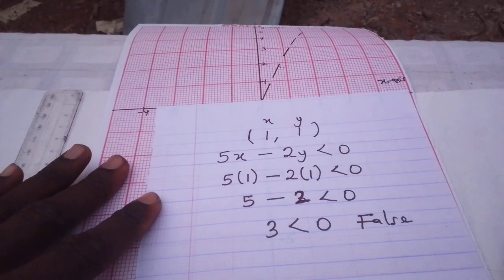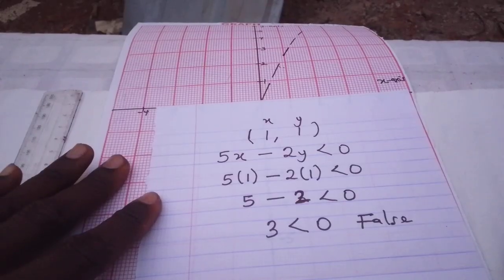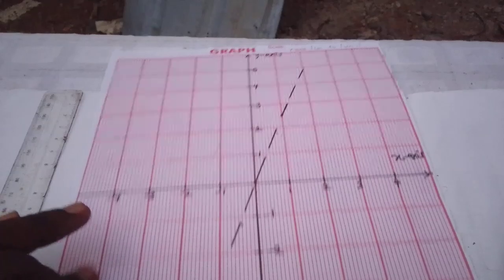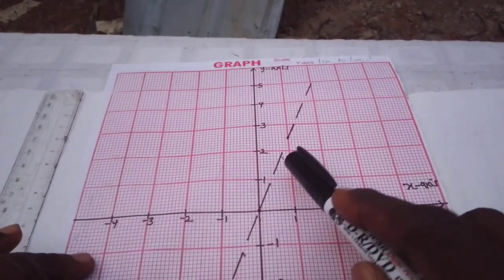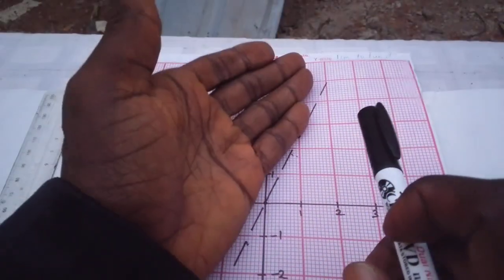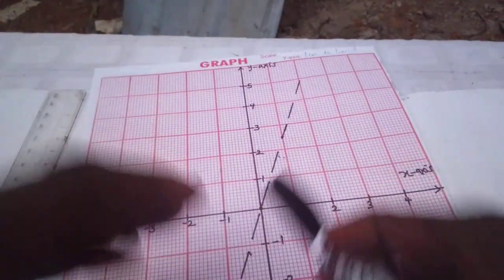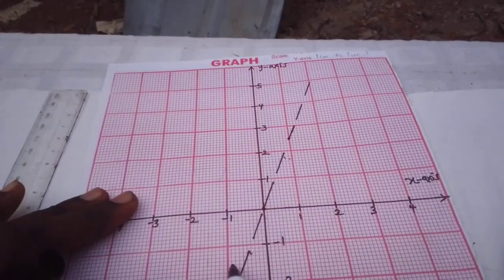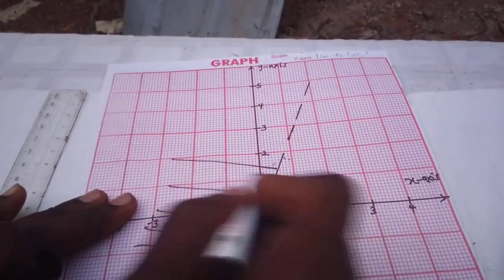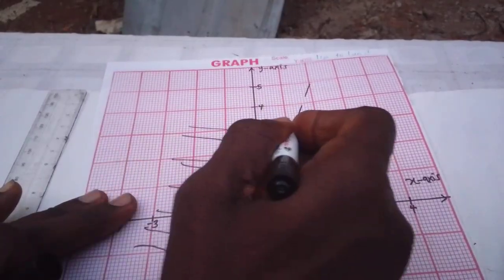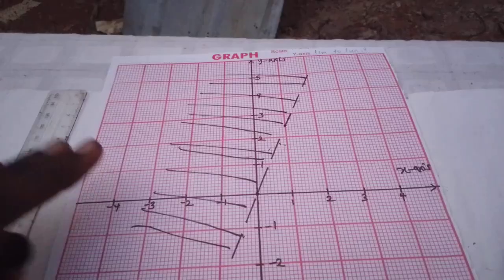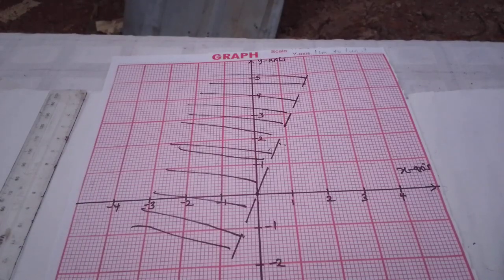Is it true that 3 is less than 0? That is false. It's wrong. So because it is false, and you picked the point when x is 1, y is 1 at this side, you are going to shade the opposite side of the graph. So you will shade this side of the graph. I hope you are following all my explanations.